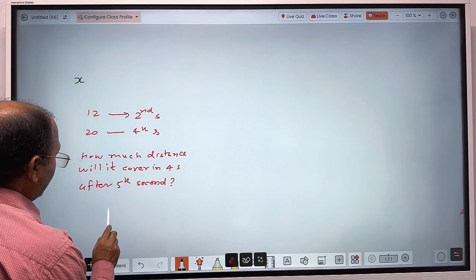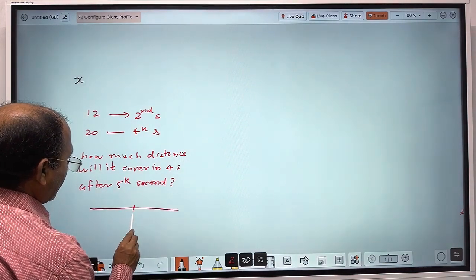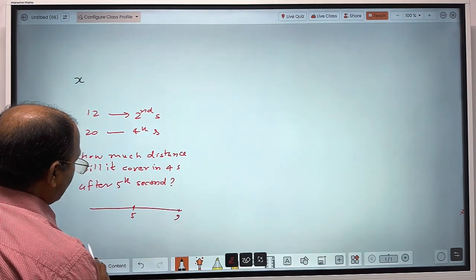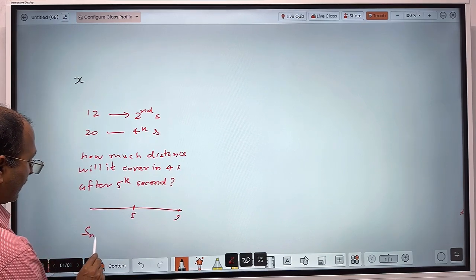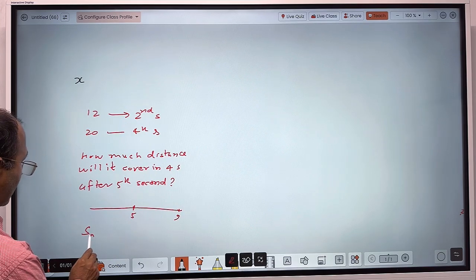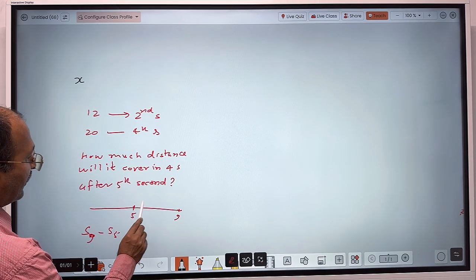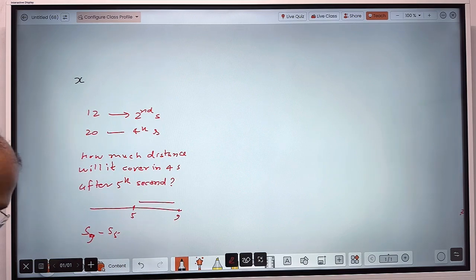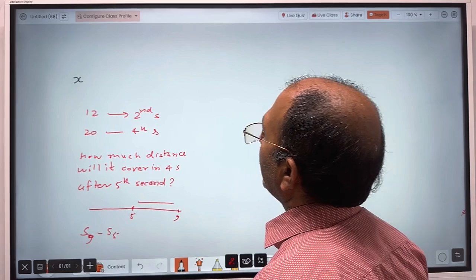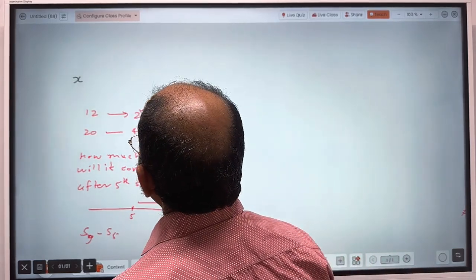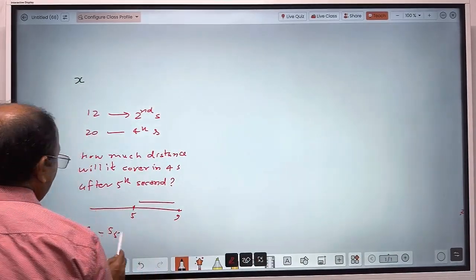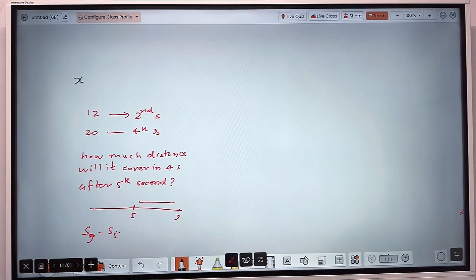Here the concept is simple. This is the 5th second and 4 seconds more. So we will reach 9 seconds. So we can say S9, the distance traveled in 9 seconds, minus S5 will be the required answer. So for this purpose, let's proceed with the given information and find the values of a and u, and after that we will apply the formula S equals ut plus half at square to get these two distances.